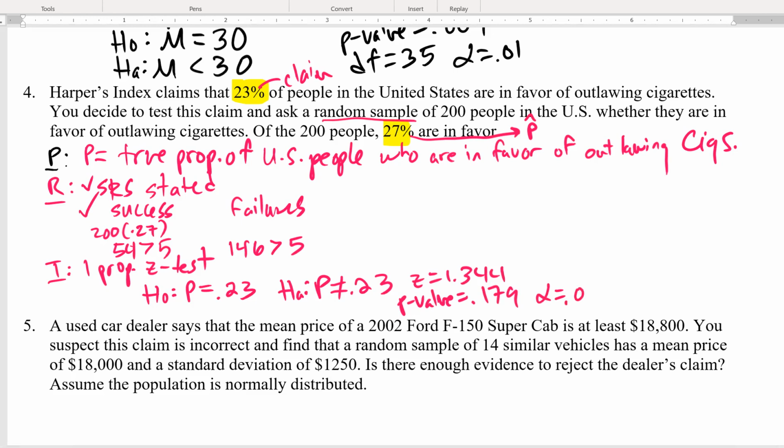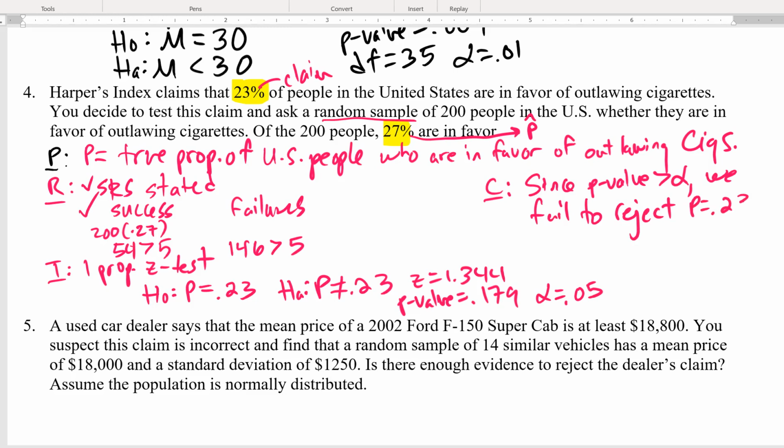So we'll use a standard alpha. Based on this, our conclusion is that since the p-value is greater than alpha, we fail to reject the claim that p equals 0.23. Conclude nothing. Insufficient evidence. Insignificant. So just be careful. I just wanted to throw one more of those in because on the actual test, they'll be switching back and forth.